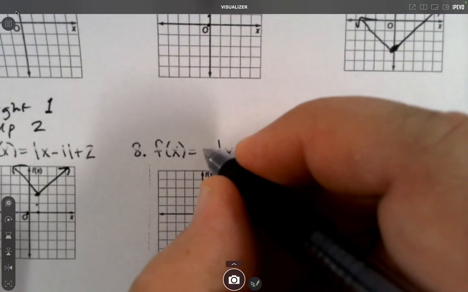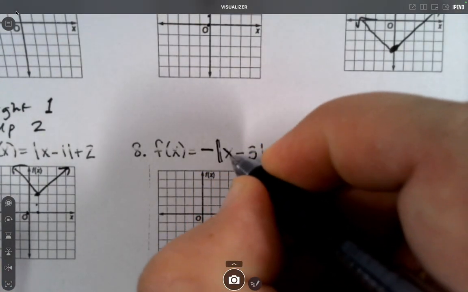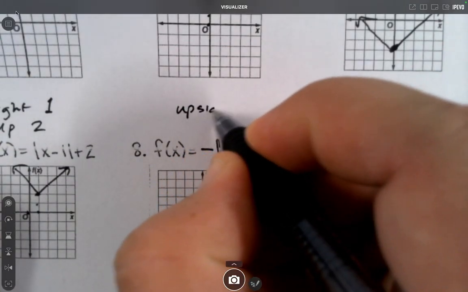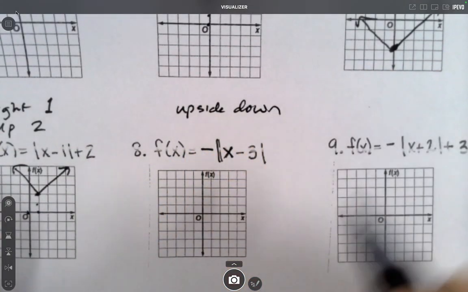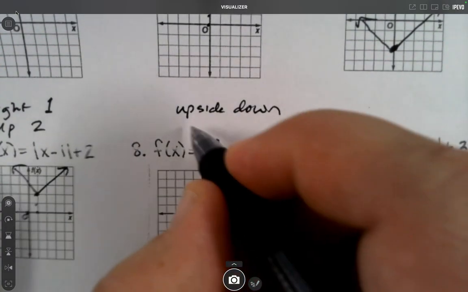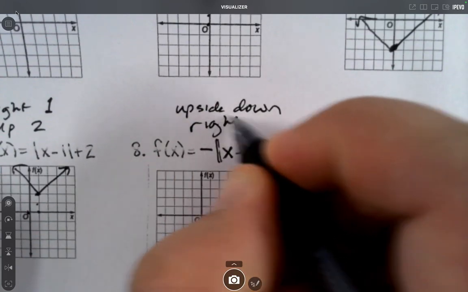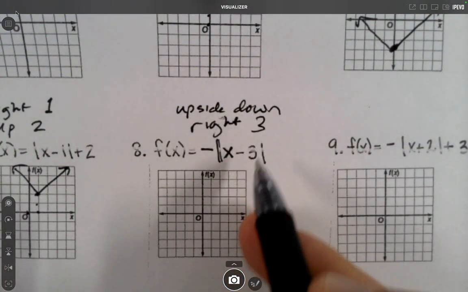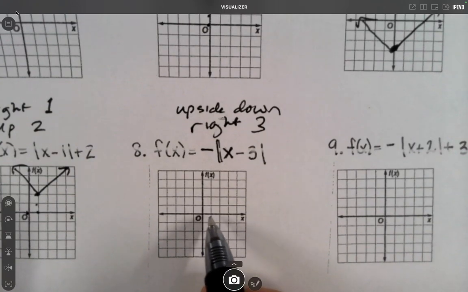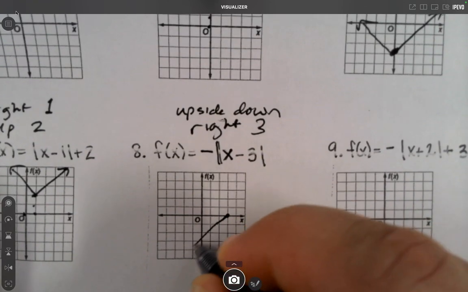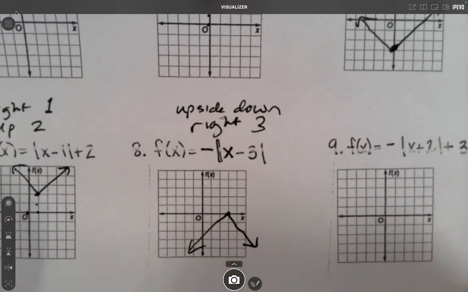Okay, this is a little hard to see, sorry because of the copy, but that is a negative right there. So that negative tells us to go upside down. And that minus 3 inside the absolute value tells us to move to the right 3. And again, you can do this in either order, but I'm going to move to the right 3, 1, 2, 3. But this time, since I flipped upside down, I'll draw the graph as an upside down V.